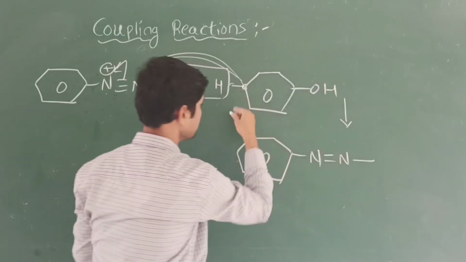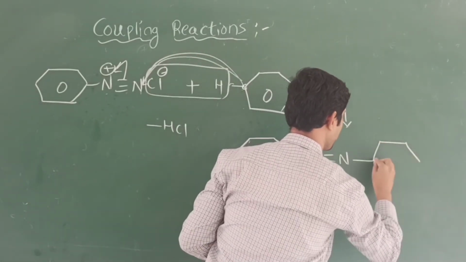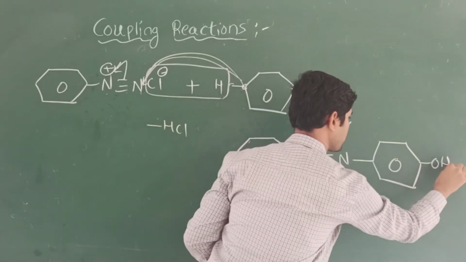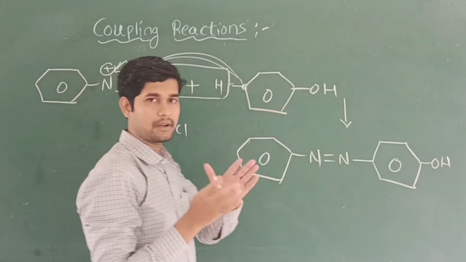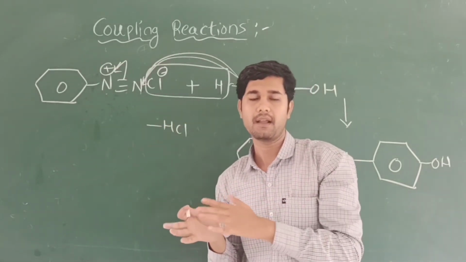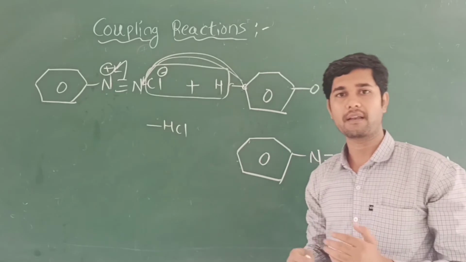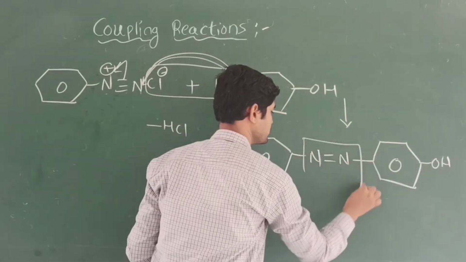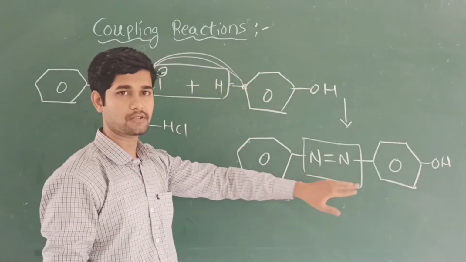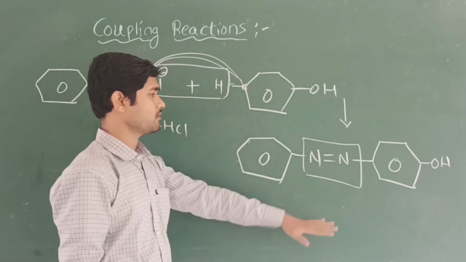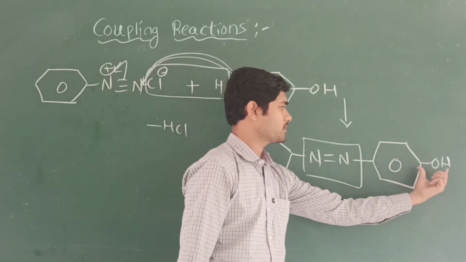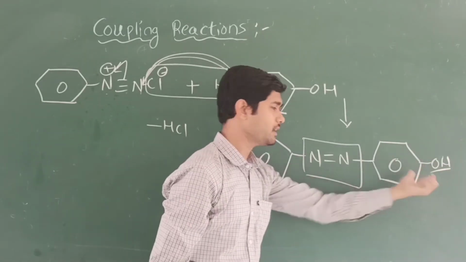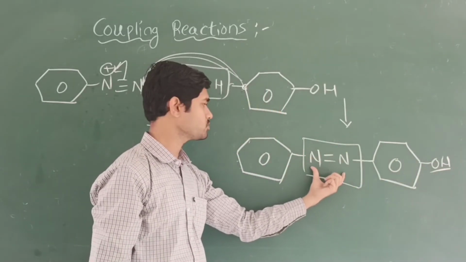So I am going to write it here directly. This is called a coupling reaction. How does the coupling take place? The coupling takes place between the carbon of the nucleophile and the nitrogen of the electrophile, making a new bond. This is called coupling. These are azo compounds, because there are two nitrogens. Its name is para-hydroxy azobenzene, because at the para position of the benzene ring the OH group is attached.